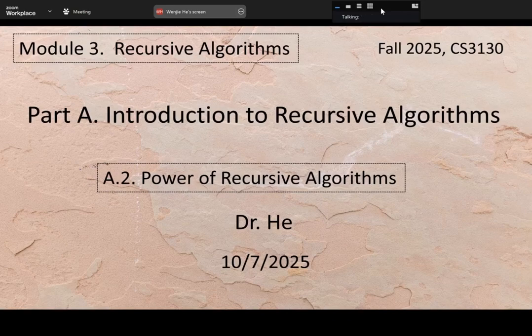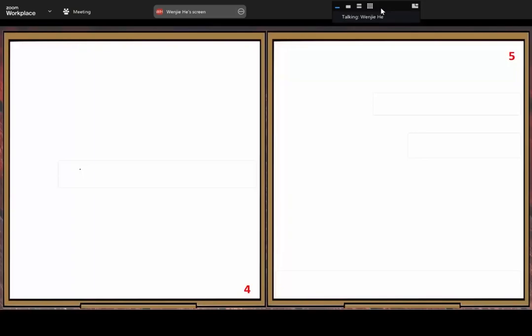Now, let me give you the question. The puzzle problem, the Tower of Hanoi problem. This is a puzzle problem. So I think you played this puzzle before.